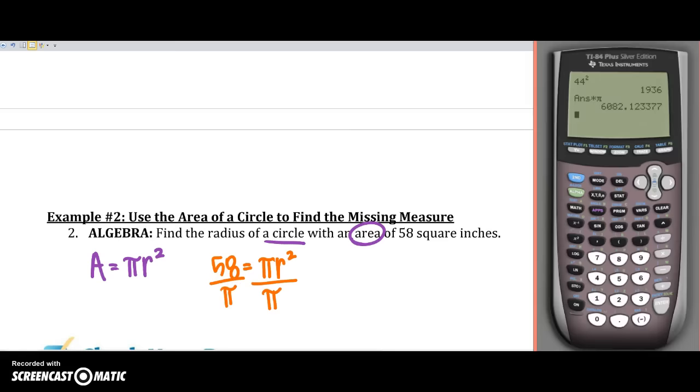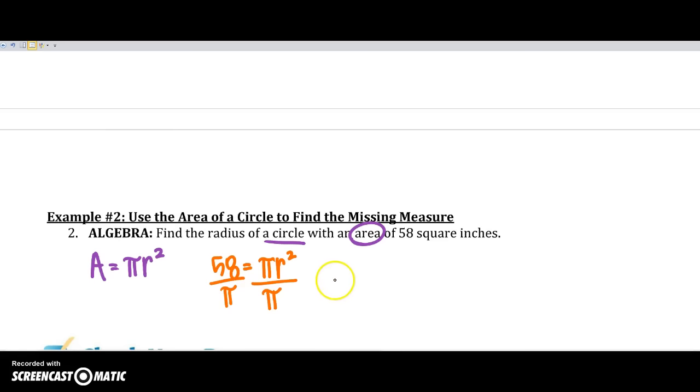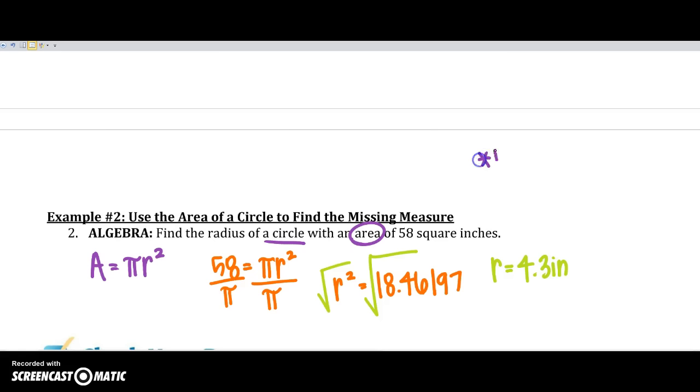So when I go to 58 divided by pi, I get 18.46. So r squared equals 18 point, I'm going to go to 5 decimal places. That way I'm not rounding too early. That is the key to this. My radius then becomes about 4.3 inches. So we can remind ourselves, don't round too early.